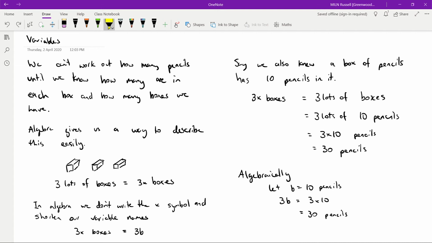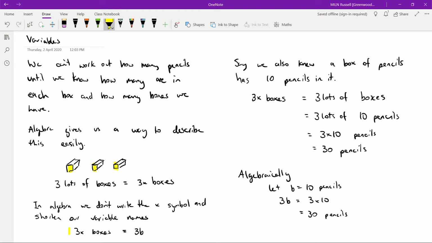I'll underline where I'm up to. Over here. 3 lots of boxes is equal to 3b. The b represents a box, and this is saying we've got 3 lots of boxes. 1, 2, 3. Now, once we've understood the language of algebra, we can now start to do something with it.